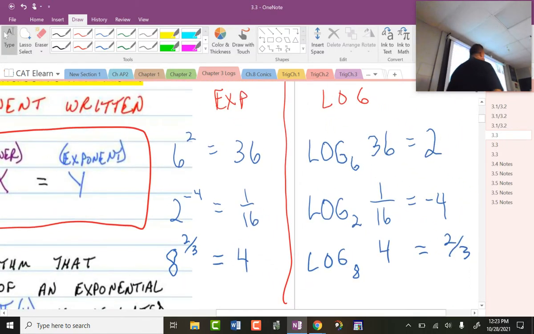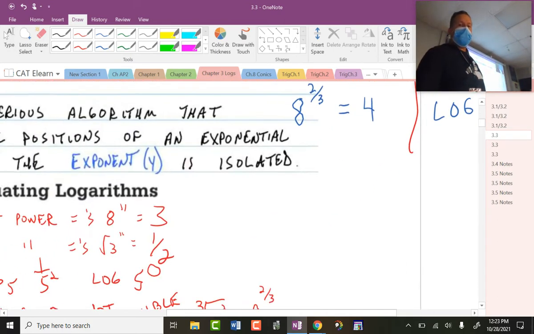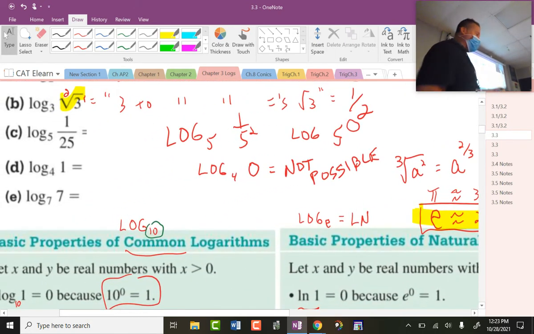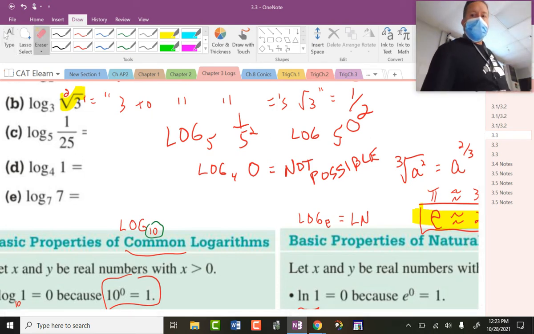Look at 2 to the negative fourth. What did 2 to the negative fourth become? Say that number. 1 over 2 to the fourth. Okay, so then what is 1 over 5 squared? 5 to the what? It's using the reverse. Just say negative.